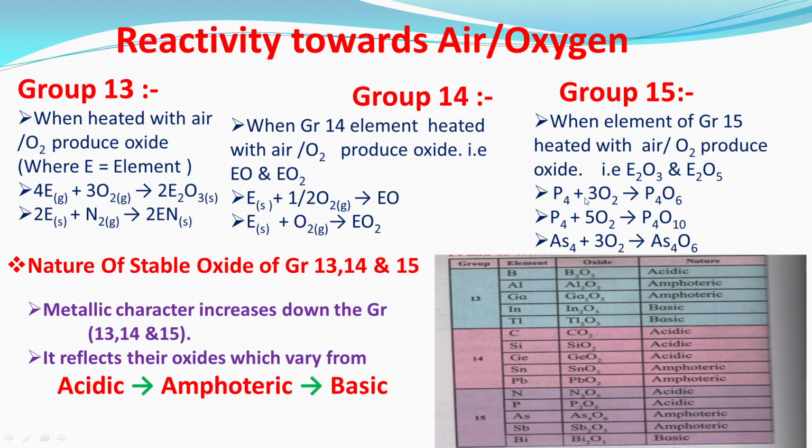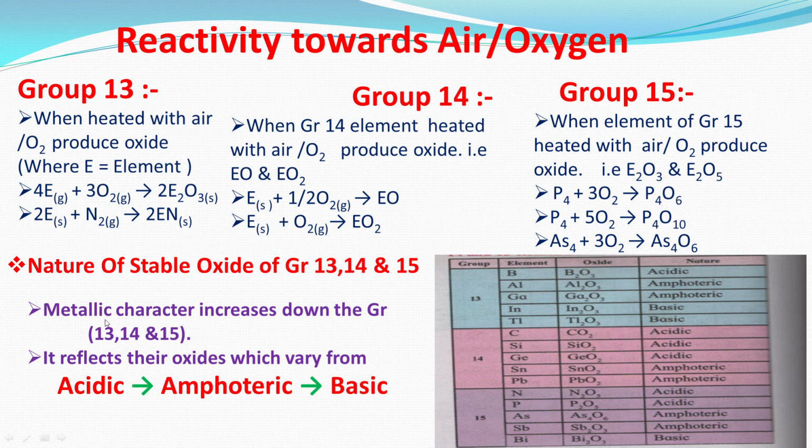P4 plus 3O2 gives P4O6. P4 plus 5O2 gives P4O10. As4 plus 3O2 gives As4O6. Then here there are some stable oxides of group 13, 14 and 15.